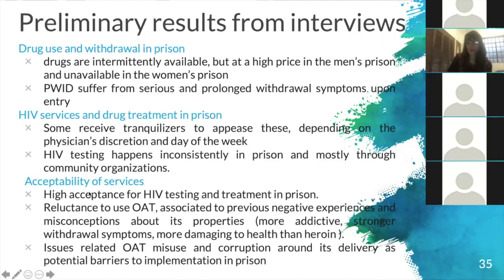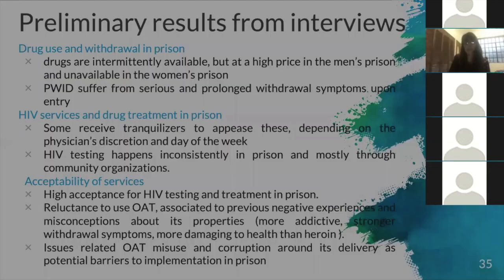And I'm gonna go straight into the acceptability of services. So there was a high acceptance of HIV testing and treatment in prison, but there was much reluctance to use OAT. And this surprised me because I expected that there would be reluctance to get tested for HIV in the prison, because those who are HIV positive get moved to a different place of the prison and are segregated basically. And I thought that given the experience of withdrawal in prison, everybody would want to receive OAT when entering prison. And this was not the case.